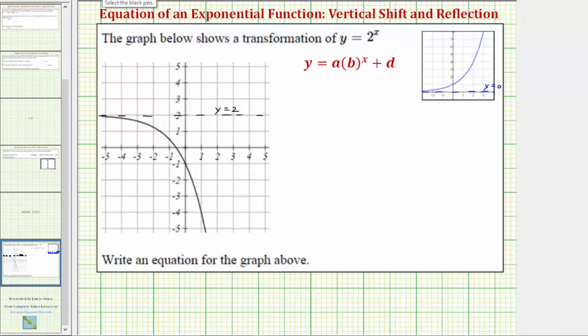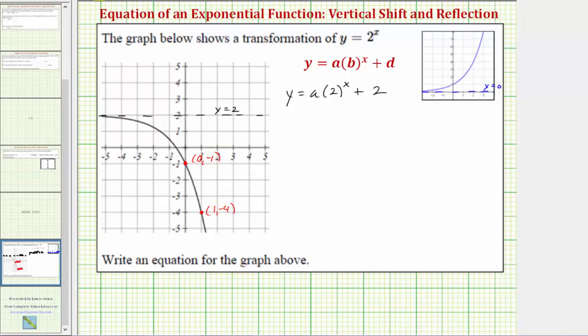And therefore the equation of the given graph must be in the form y equals a times 2 raised to the power of x plus 2. Again, we know the base b is 2 because the given graph is a transformation of y equals 2 raised to the power of x. Now to help us find a, let's find some convenient points on the graph. For example, this point here has coordinates (0, negative 1), and this point here has coordinates (1, negative 4).